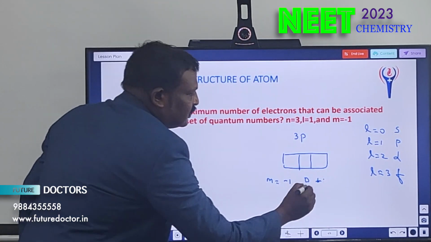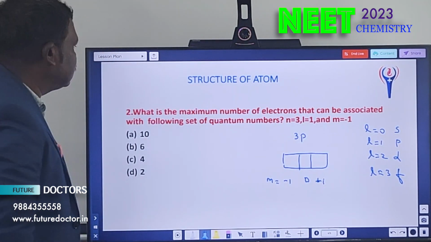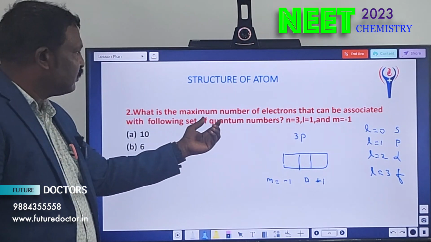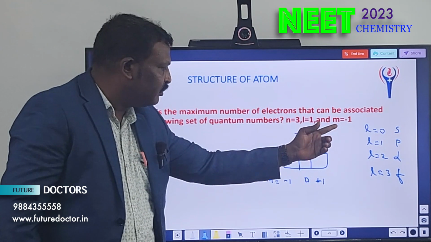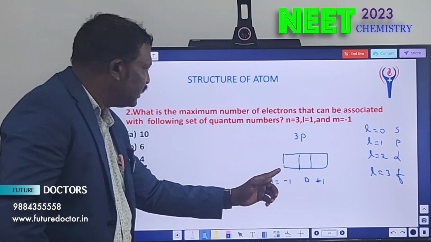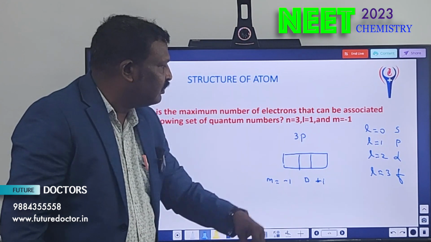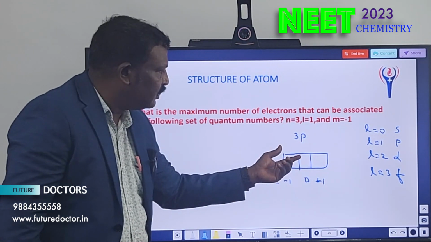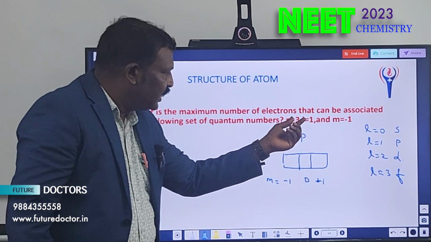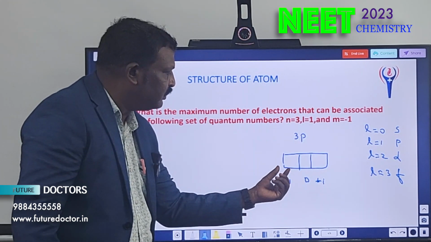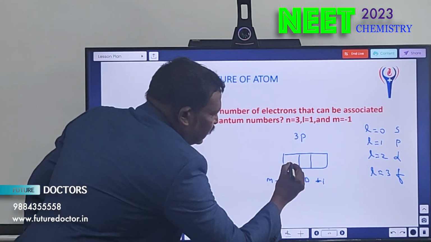Now what they're asking is the maximum number of electrons with n is equal to 3, l is equal to 1, m is equal to -1 only. Suppose m is not given, we can simply say 3p has 6 electrons. But since m is equal to -1 is mentioned, we have 2 electrons.